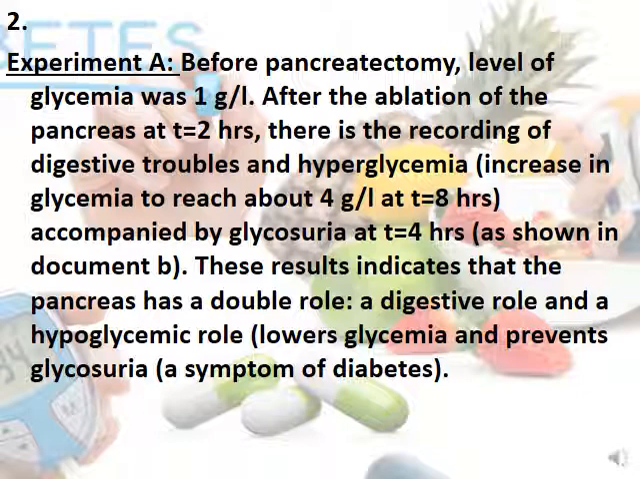In paragraph 2, experiment A: before pancreatectomy, the level of glycemia was 1 gram per liter. After the ablation of the pancreas at t equals 2 hours, there is a recording of digestive troubles and hyperglycemia, an increase in glycemia to reach about 4 gram per liter at t equals 8 hours, accompanied by glycosuria at t equals 4 hours, as shown in document B. So these results indicate that the pancreas has a double role, a digestive role and a hypoglycemic role: it lowers glycemia and prevents glycosuria as a symptom of diabetes.